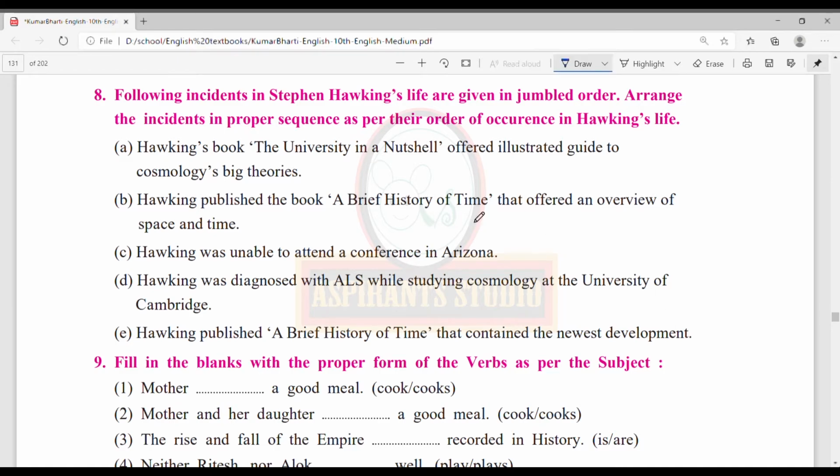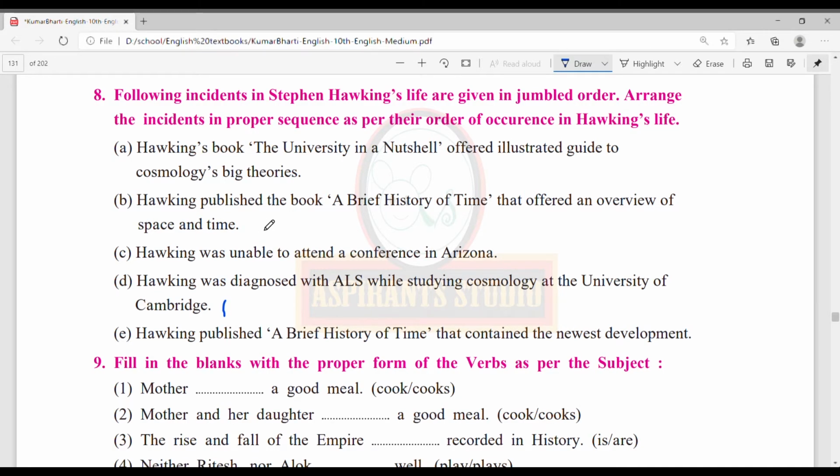Now the answer will be the first one. Hawking was diagnosed with ALS while studying cosmology at the University of Cambridge. This will be the first one. Second one is Hawking published the book A Brief History of Time that offered an overview of space and time. Hawking's book The Universe in a Nutshell offered an illustrated guide to cosmology's big theories. This is the third one. Hawking published A Brief History of Time that contained the newest development. This is the fourth one. Hawking was unable to attend a conference in Arizona. This is the fifth one.